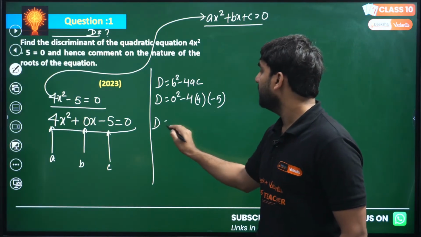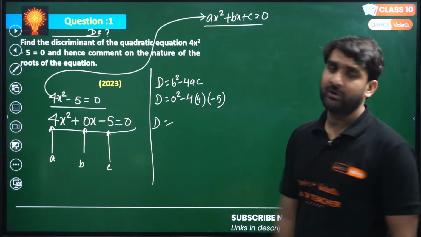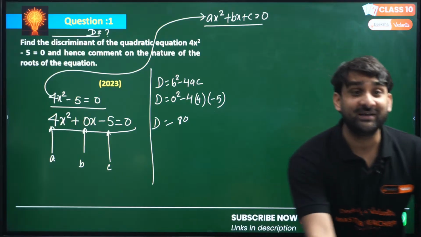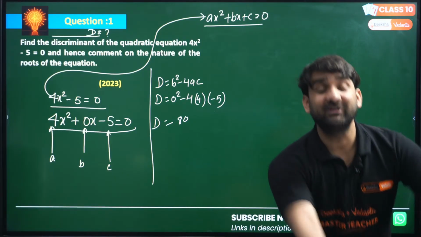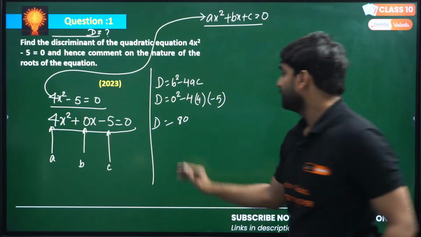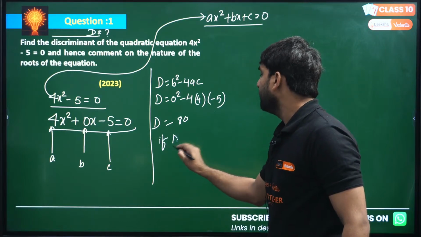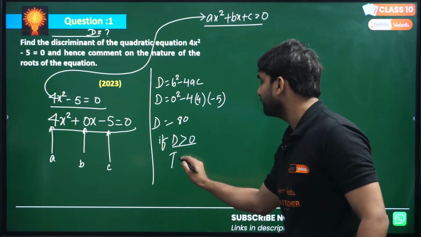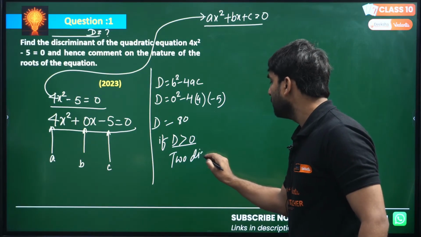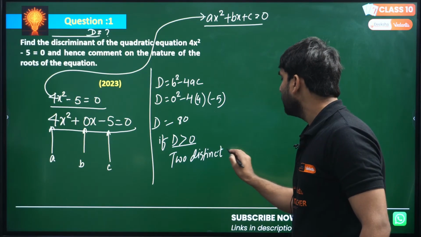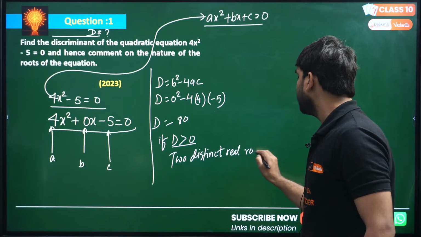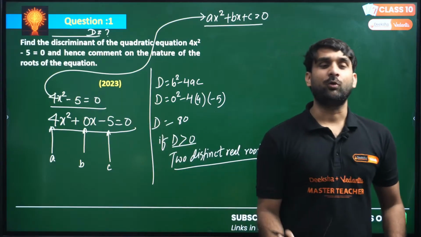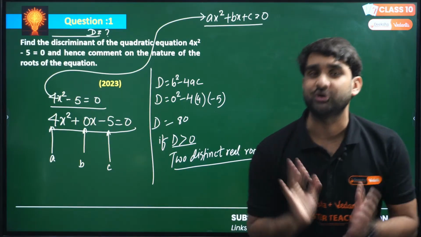Now multiply this. So D will be 5 fours are 20, 4 twos are 8, 80. And minus times minus is plus. Wow, D is positive 80. D is positive 80 means D is greater than 0. So if D is greater than 0, there will be two distinct real roots. I hope you got the point. So without solving the quadratic equation, we can find out the nature of roots.